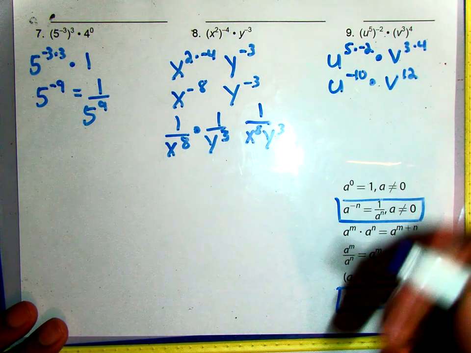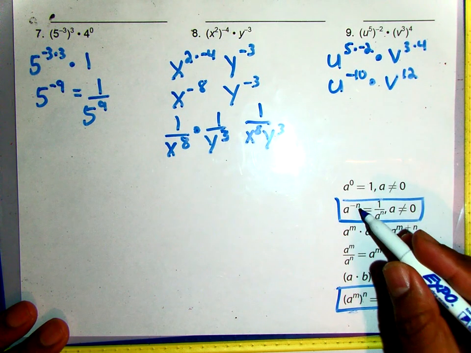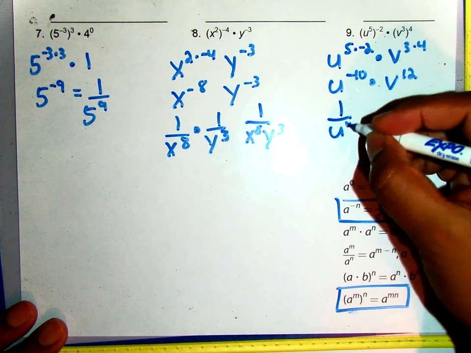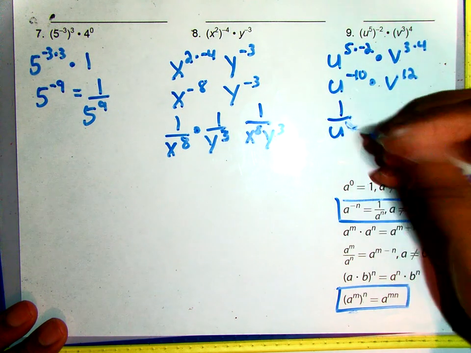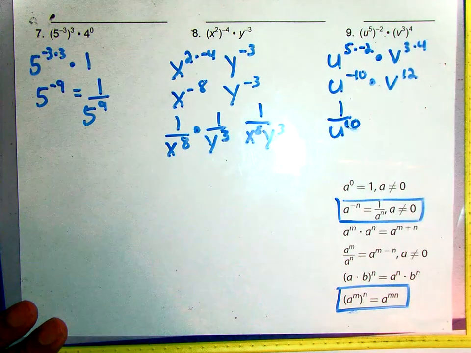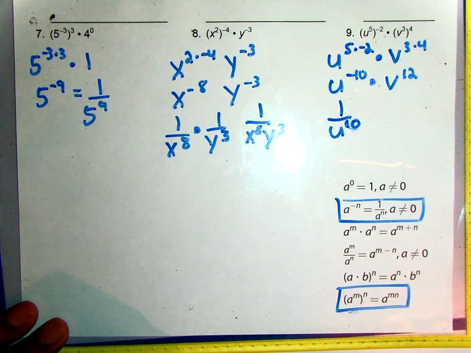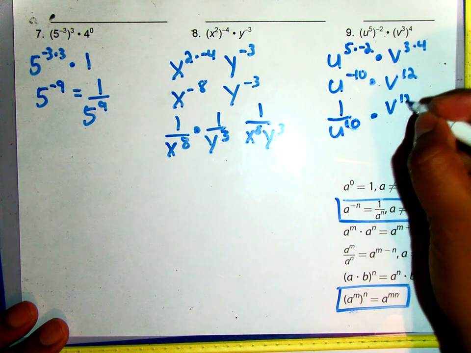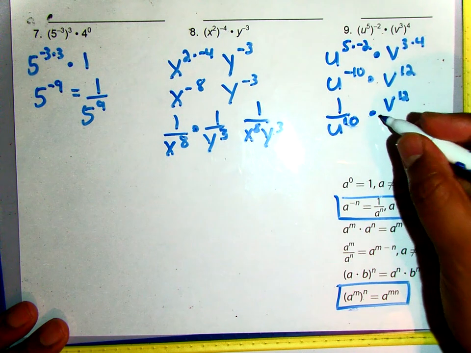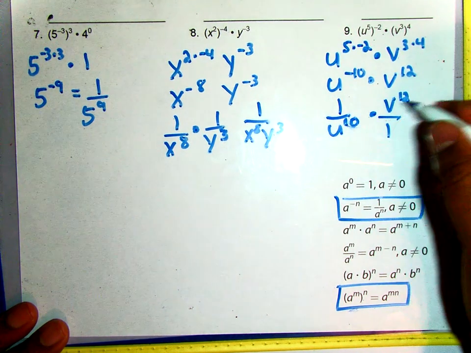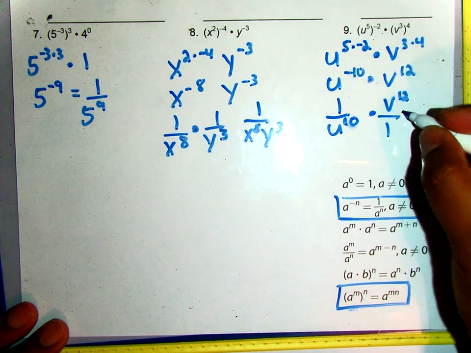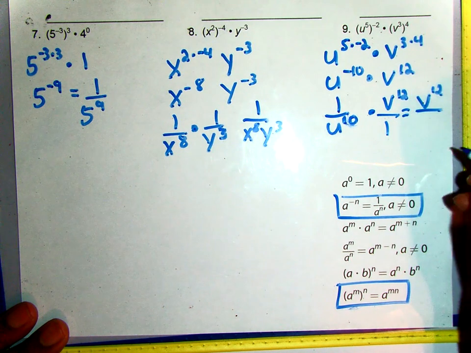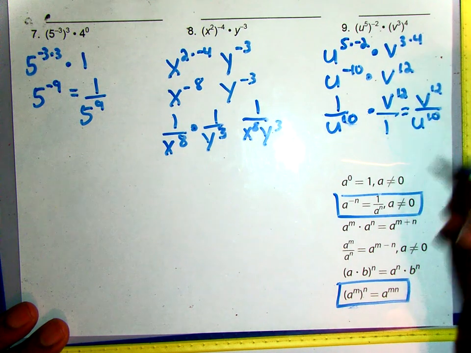Okay, and we're going to follow this rule here, drop the negative down here, so we'll have 1 over u to the 10th. And this one we're going to leave alone. It will be v to the 12th. But notice it's still up. We could put an understood 1 here because we're about to multiply these. And when we do, we end up with v to the 12th over u to the 10th.